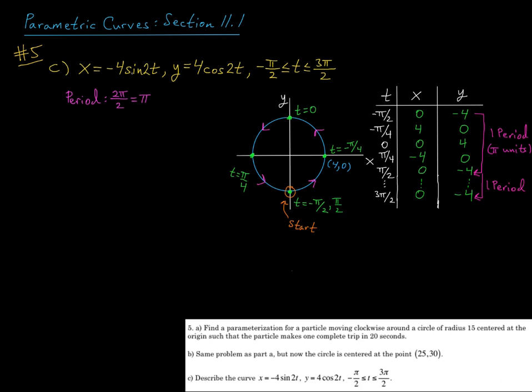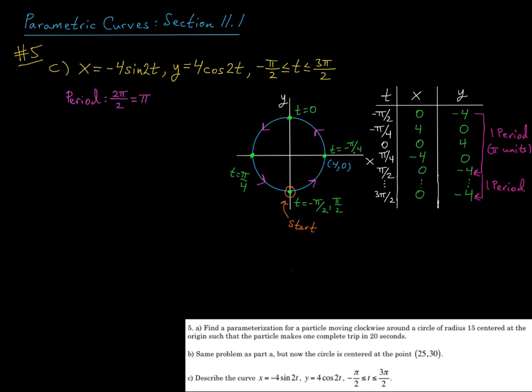First off, note that since omega is 2, the period of each one of these waves is 2 pi over omega, so 2 pi over 2, which is just pi. Meaning what? It means that we'll complete one trip around the circle in pi units. Now over here, I've constructed a table of values to help us track where we're located at various times. So at our initial time, when t is -pi/2, just plugging in, we get that x is 0 and y is -4. That's going to put us right here at the bottom of the circle when t is -pi/2.